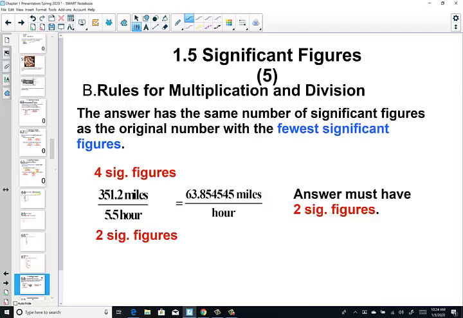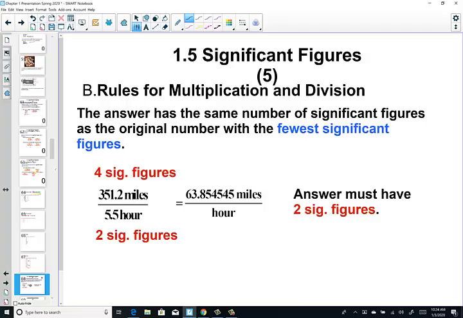So the rule says our answer has to have the same number of significant figures as the original number within the question that had the fewest sig figs. So I'm only allowed to report in my final answer the same number of sig figs as the fewest given to me in the problem.